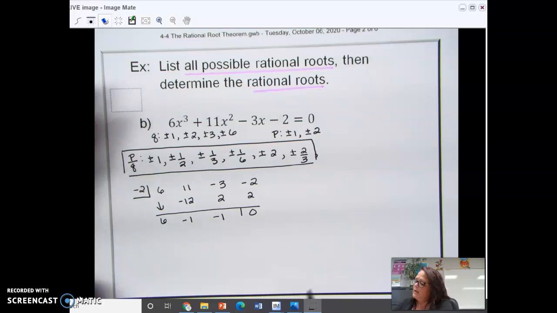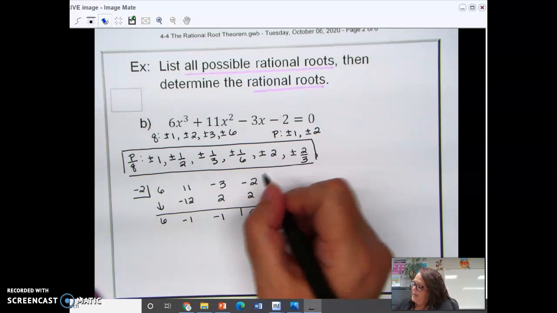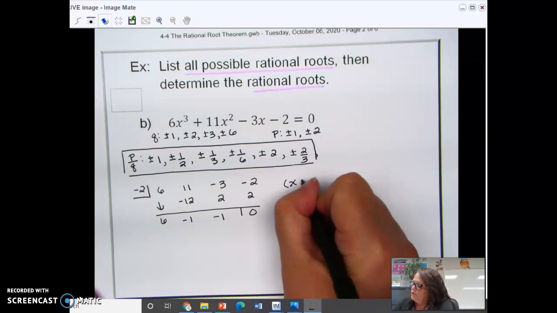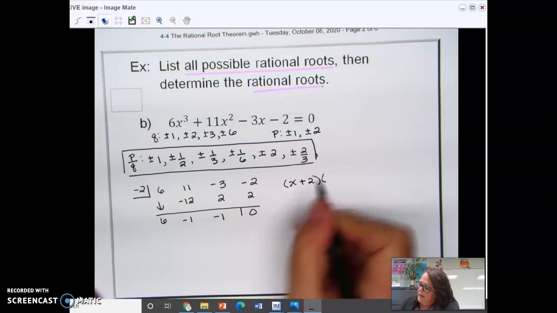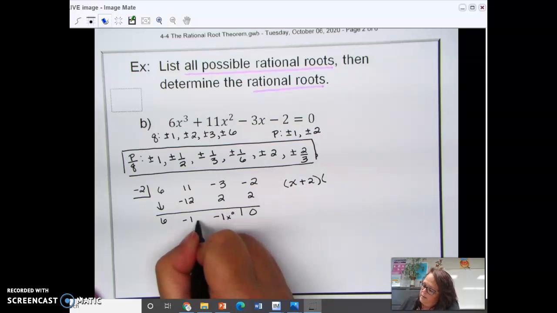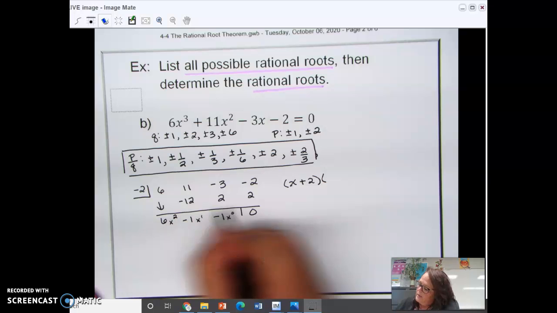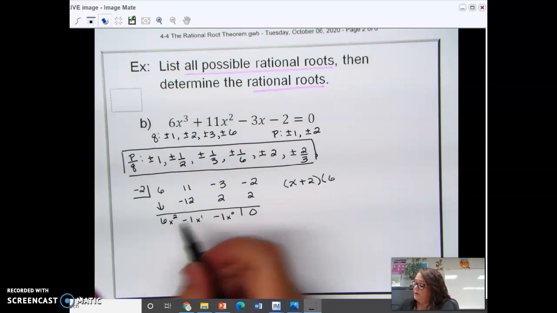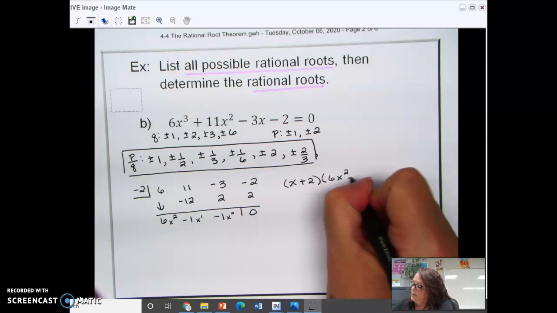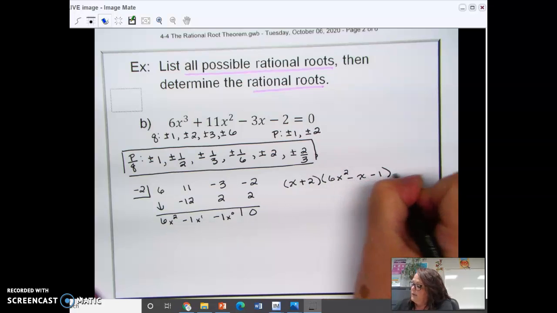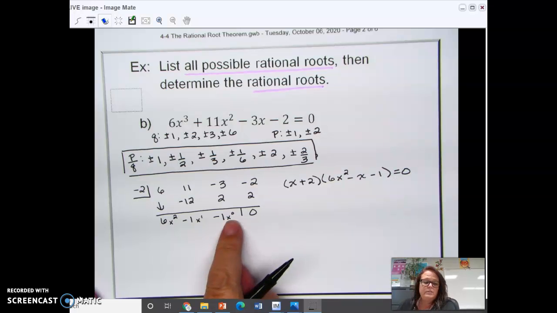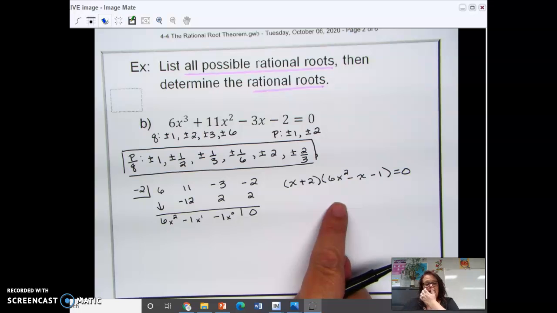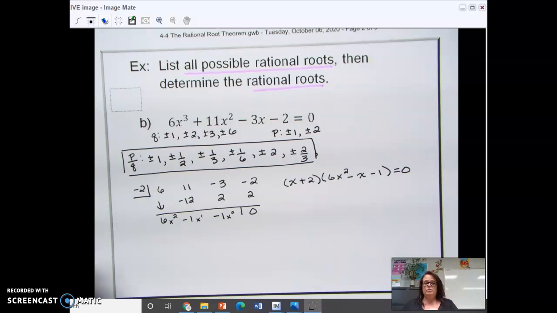Okay? So that means that I can say x minus negative 2 times my depressed polynomial is going to be equal to 0. So we got 6x squared minus x minus 1 is equal to 0, because any number to the 0 power is just 1. So I'm actually going to pause here because I don't want to run out of time in the middle of the problem. So this is where I'm going to start in part 2.